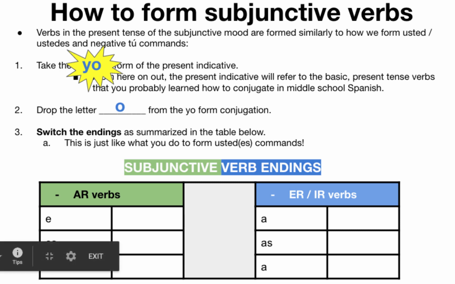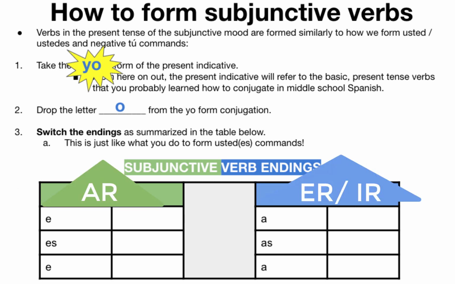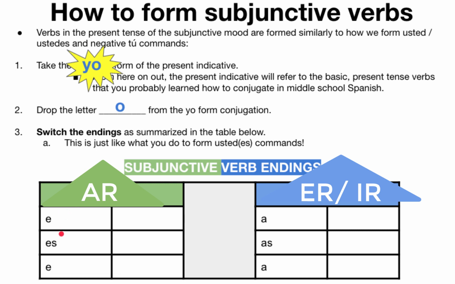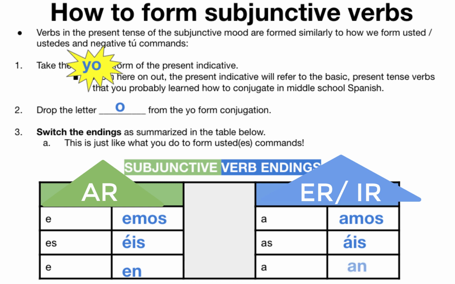So let's start on the left side with these AR verbs. And this follows the order of the verb house, which you should know and love for sure by now. For the AR verbs, we've switched the ending. So we've got e, es, e. Then, as you can probably intuit, we've got emos, éis, and en. Over on the ER/IR verb side, we've switched to the letter A, or a in español. So we've got a, as, a, amos, áis, an.